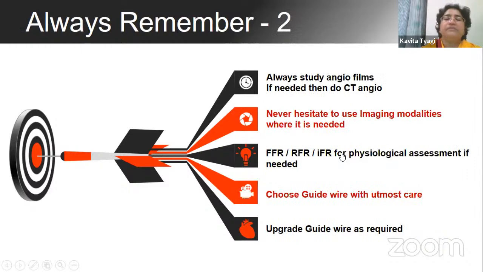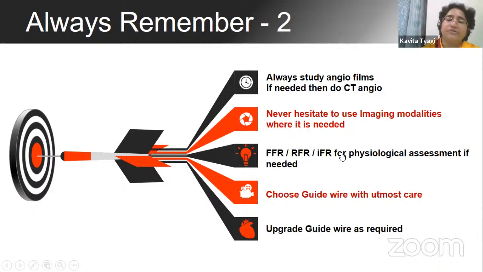Guide catheter support is obviously important. So we should always study angiofilms. If some confusion is there, then we can do CT angio as well. And imaging modalities, yes, nowadays obviously everybody is using them very much, but we should not hesitate. We should justify their use, and we should use them, especially in such lesions where it's a long lesion, it's a calcified lesion, it's LAD, proximal and distal also, we have to see the landing zone, etc. If required, FFR, iFR to be done.